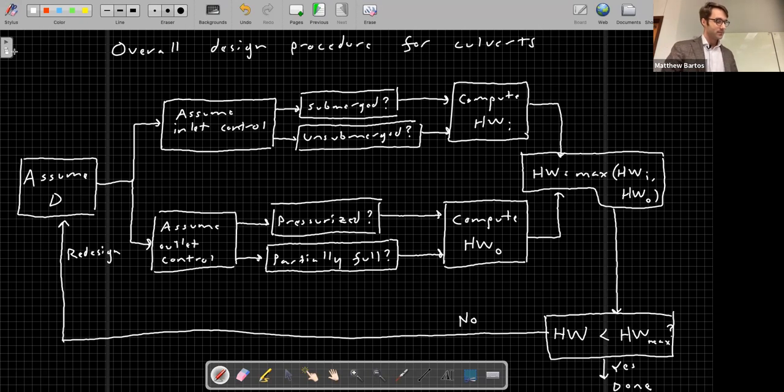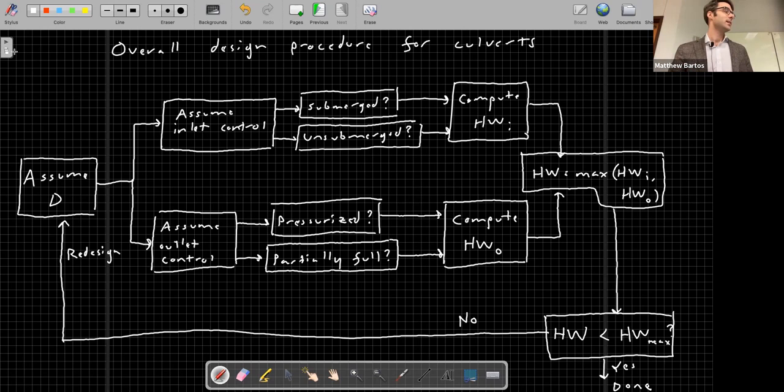Okay, are there any other questions on culverts? Yes. Is that like the headwater of your system needs to be less than the HW max? Yes, so perhaps a better label would have been allowable. So that's your design headwater depth that will essentially ensure that the roadway doesn't overtop. And the HW max is our design headwater depth, i.e. the headwater depth above which overtopping may occur or some other consequence that we want to avoid.